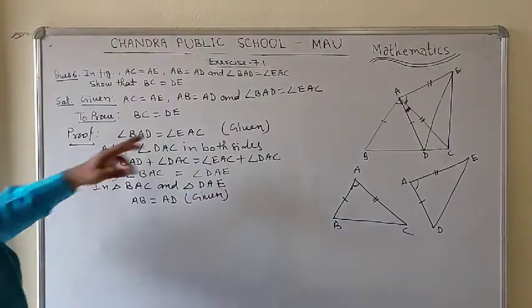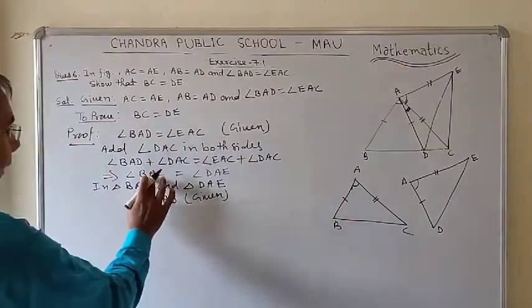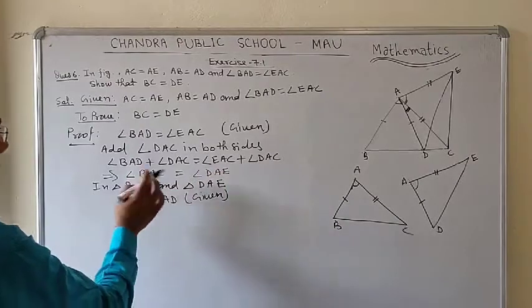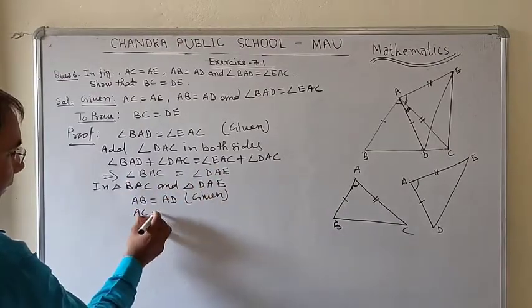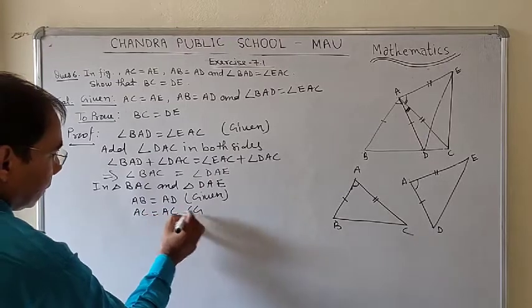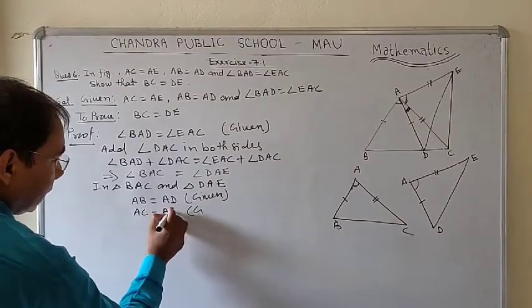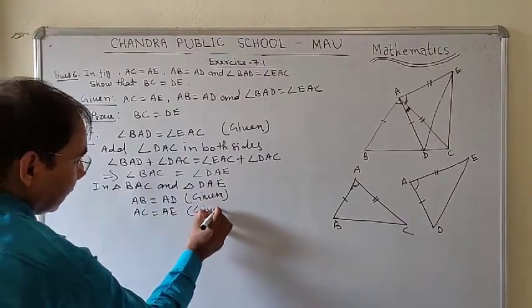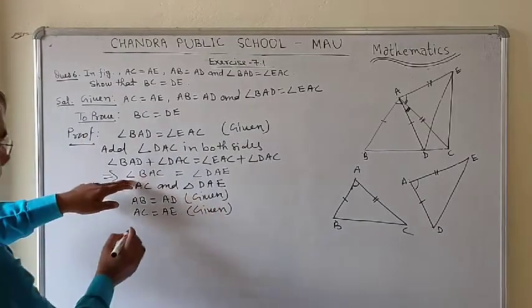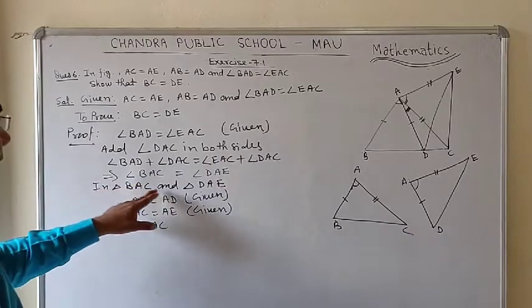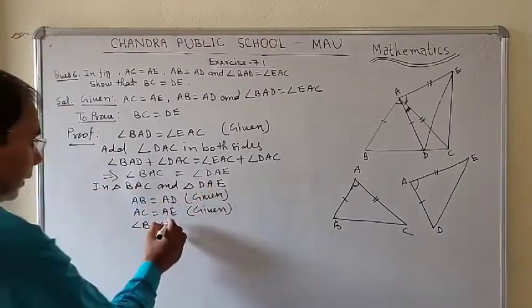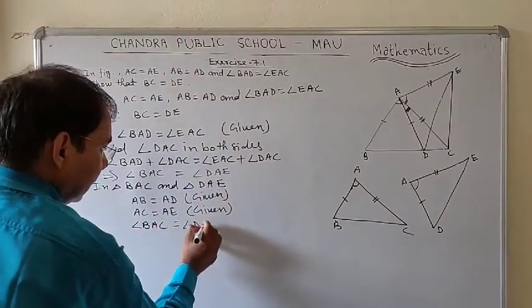Next, it is given that AC equals AE. So here AC and AE are corresponding sides. It is also given, AC equals AE. And for one angle, we have to prove that angle BAC equals angle DAE.